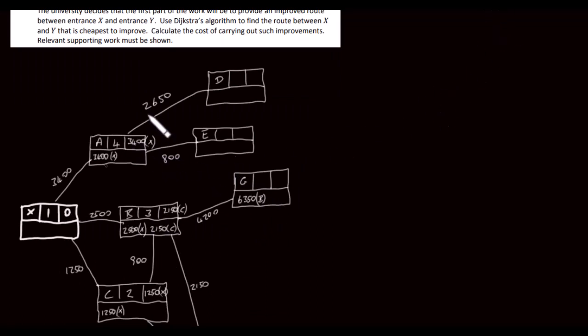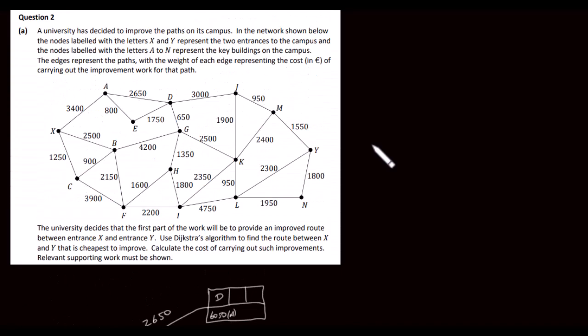Okay, so let's add these then. So you've got 3400 plus 2650. So that's going to give us, for D, 6050, and that's coming from A. Along here we've got 3400 plus 800, that's 4200, and again, that's coming from A. Okay, and I think that's it from A.